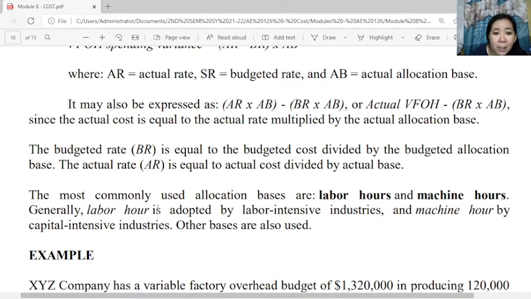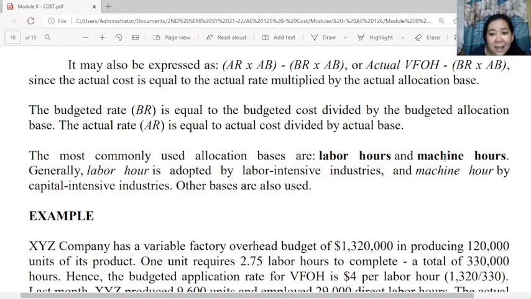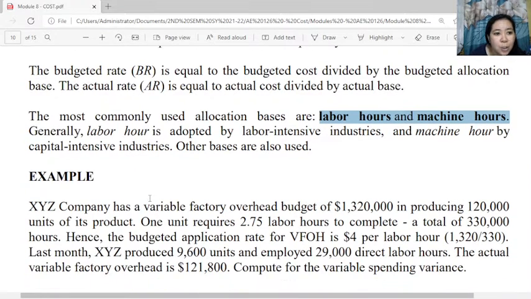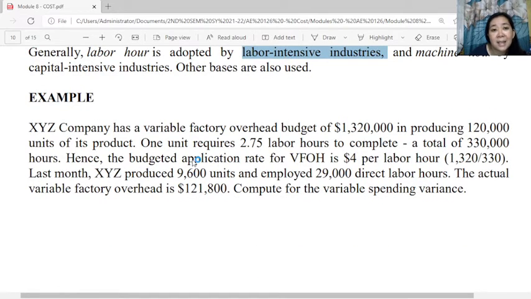So the most commonly used allocation again is either direct labor hours or machine hours. So generally, labor hour is adopted by labor-intensive industries and machine hour by the capital-intensive industries. Again, other bases may also be used. So we have here an example to understand better. XYZ company has a variable factory overhead budget of 1,320,000.